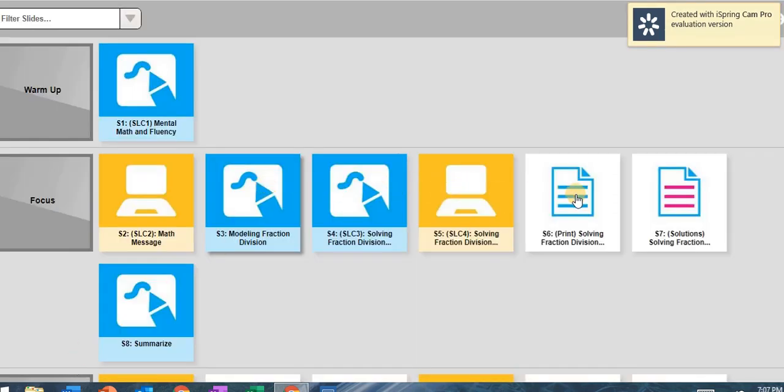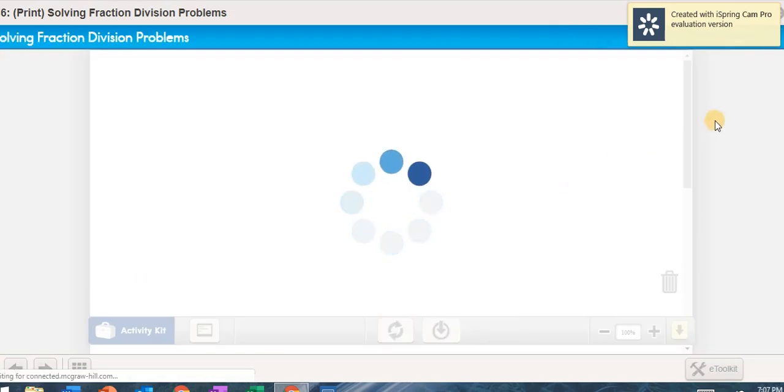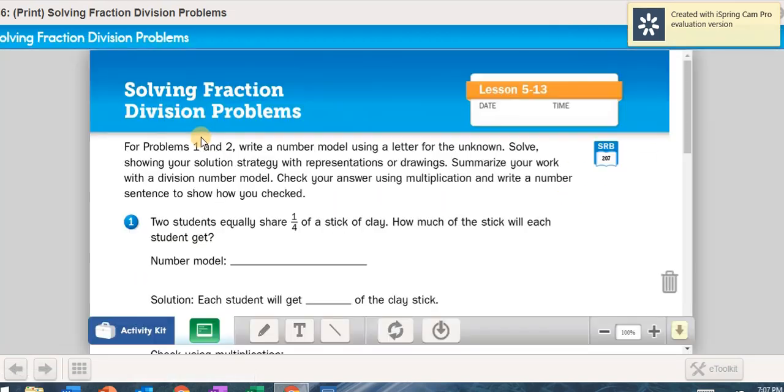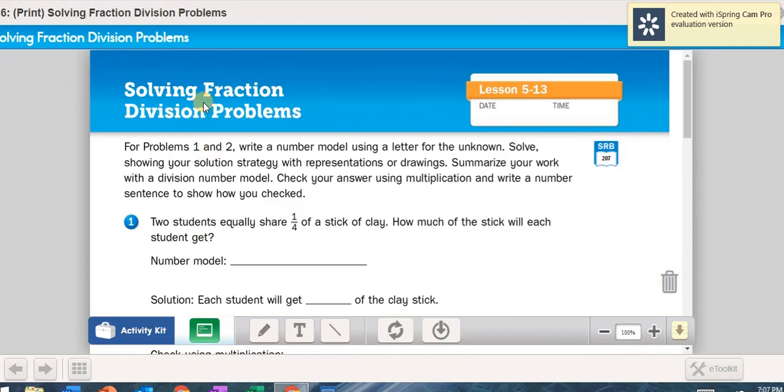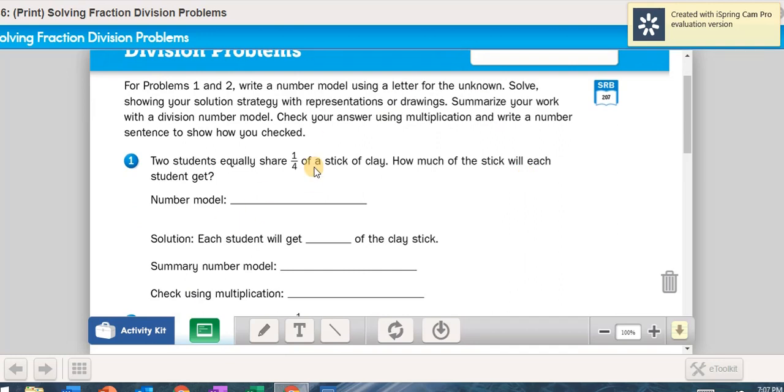All right, so I want to show you what your workbook page work looks like that you need to do today. So you need to do 188, and that's what it's showing me on here. But it says solving fraction division problems 513. And remember, workbook pages, I don't need to see, you don't turn in. I want you to do them though. It's good practice. So we're going to look at our directions and do it together.